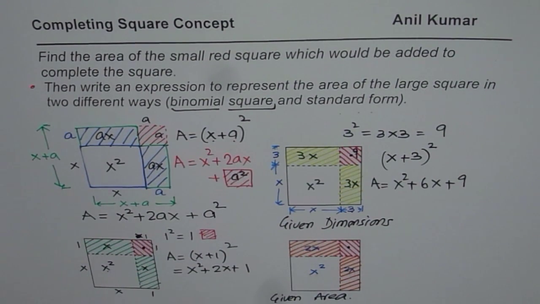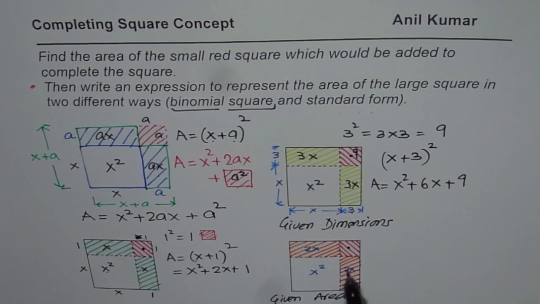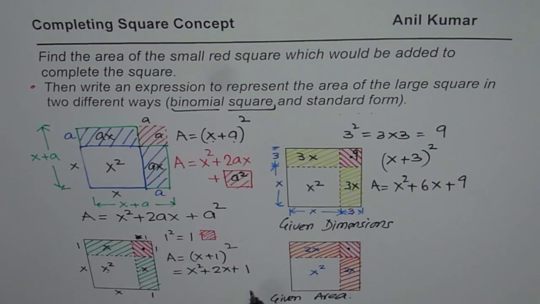And this one, finally, I'll leave it for you, right? So you can write down the area of this small square, area of the big square in two different forms.